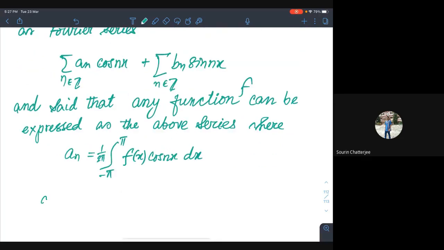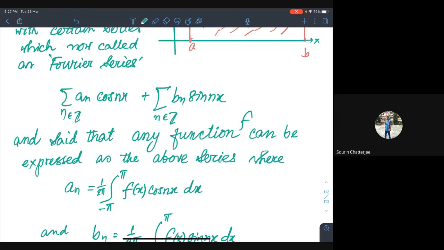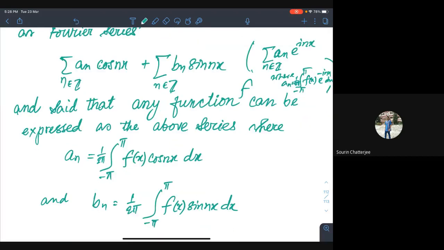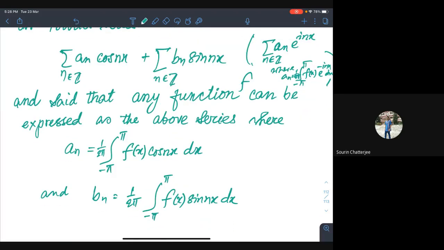and bn is 1 over 2 pi, I think I'm correct, but I'll check it next time, integral of f(x) sin nx dx. So it's actually, of course, more generally, one would now say this should be written as the sum of an e to the power i n x, n belongs to Z, where an is 1 over 2 pi, integral from minus pi to pi of f(x) e to the power minus i n x dx. Okay, so this is it. So one can do it using cos nx, sin nx, and one can do this.